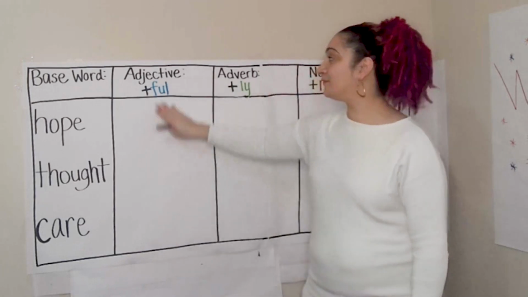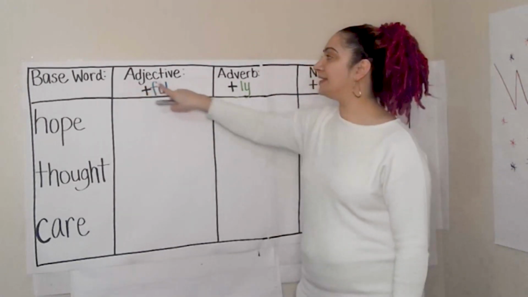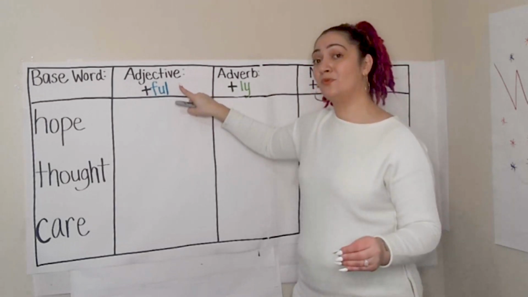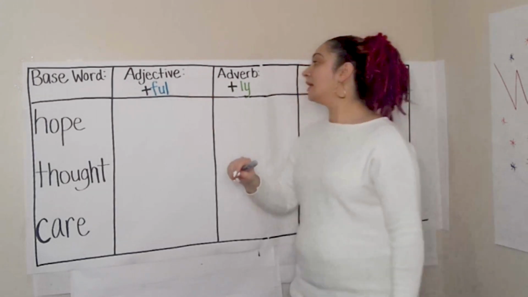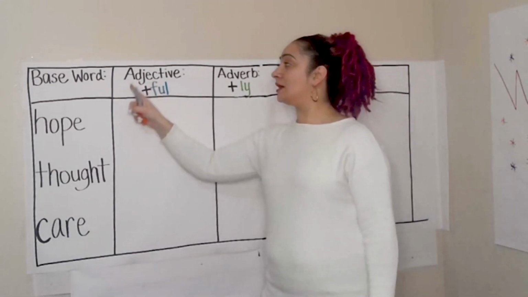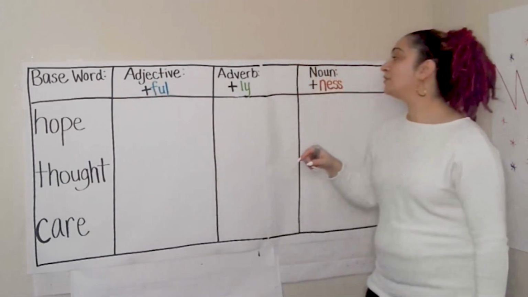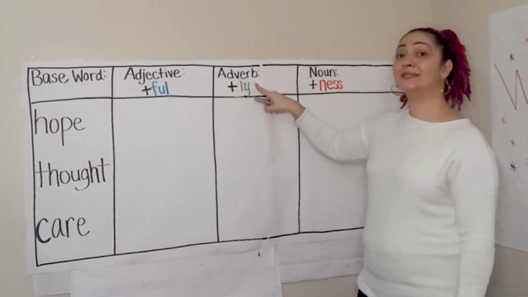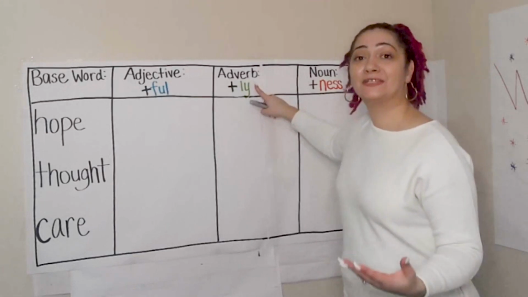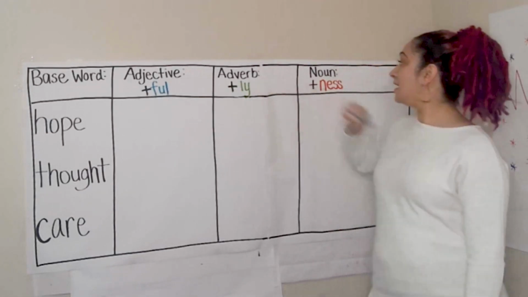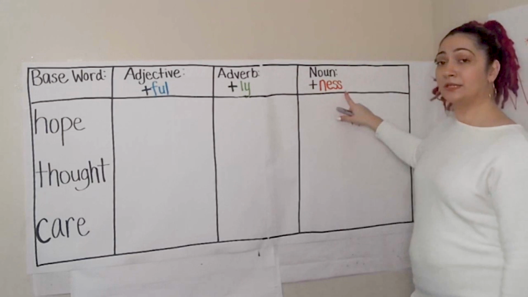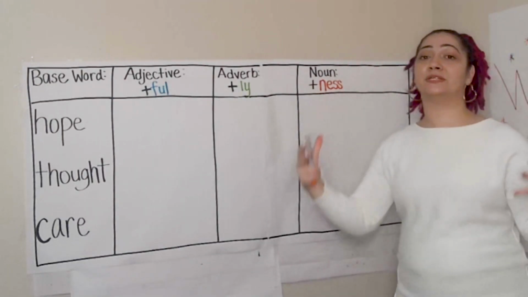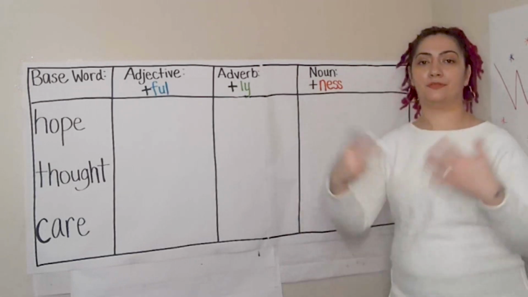When we add the suffix full to a word, it makes our word an adjective. An adjective is a describing word. It describes someone or something. It's going to say that it is full of that thing. When we add the suffix ly, our word becomes an adverb. That is describing the verb, describing the action of how something is done. And when we add the suffix ness, our word becomes a noun. And that noun tells us that it is the state or condition or feeling of this thing.